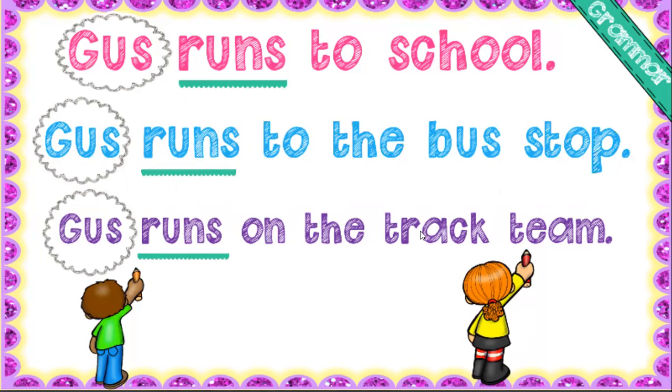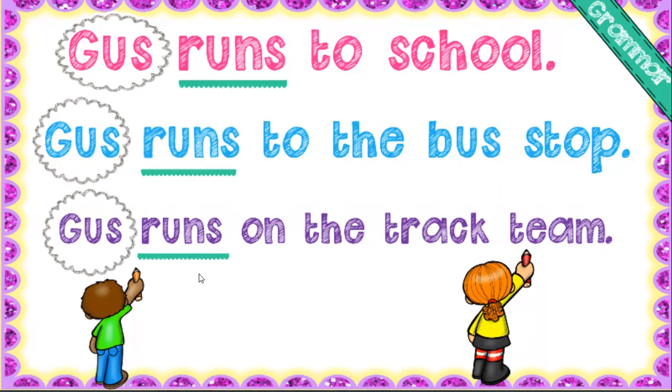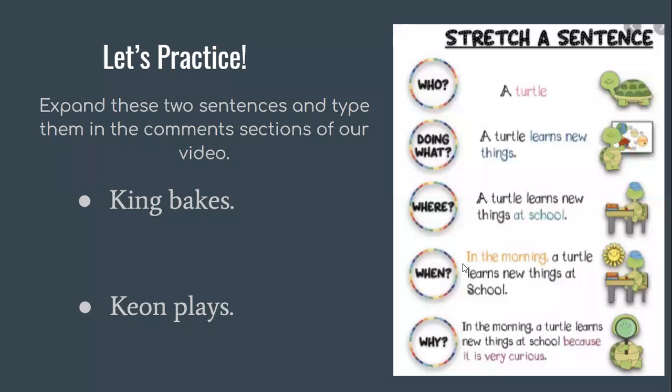Gus runs on the track team. Okay, we're learning more about Gus, right? Since we've made our sentence longer. So on is a preposition as well, and track is an adjective. It could just say Gus runs on the team, but since it says track team, track is describing team, and that helps us know what kind of team Gus actually runs on.